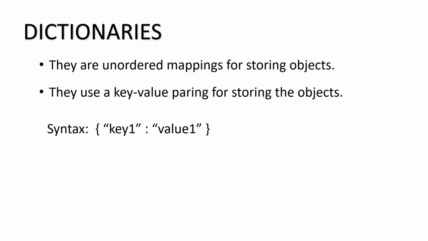Alright, dictionaries are unordered mappings for storing objects, and these dictionaries use a key value pairing for storing these objects. This key value pair allows users to quickly grab objects without needing to know an exact index location. Instead, you can just call the key and it returns the value associated with that key.